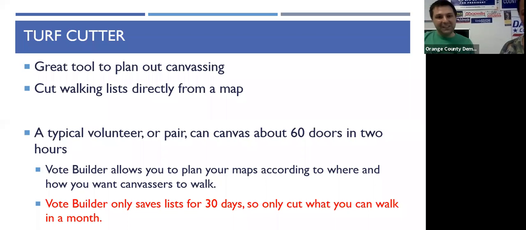Exactly. So Vote Builder allows you to plan out your maps according to where and how you want your canvassers to go. If you see a residence that's maybe way outside of a cluster of other residents, you may not want to include that one in that particular walk area. So this can be adjusted. Vote Builder only saves these lists that you can generate from the turf cutter for about 30 days, and then they disappear from the database. And I had to learn this the hard way. Yes. I didn't know it was only saved for 30 days.